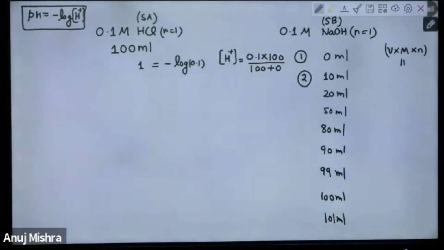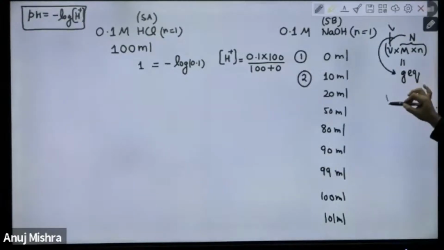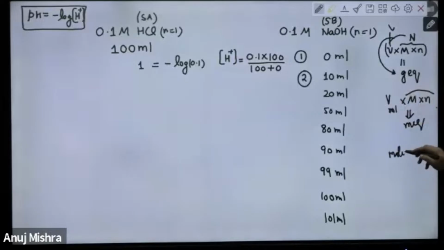Sanjana, what is this value? Volume into molarity into N factor. Molarity into N factor is normality. Normality into volume is gram equivalent if it is in liters. If V is in ml, then it is called milli equivalents, MEQs. So I repeat once again: molarity into N factor is called normality. Moles into N factor is called gram equivalent. Millimoles, note down please, into N factor is called milli equivalents. Divide both sides by volume, then moles upon volume becomes what? Molarity, and this becomes normality. Easy. Any problem in this part?